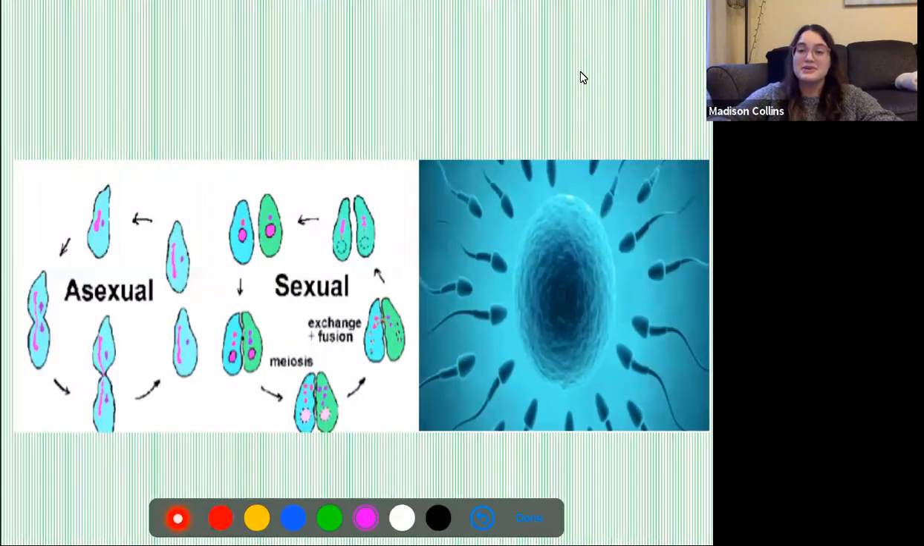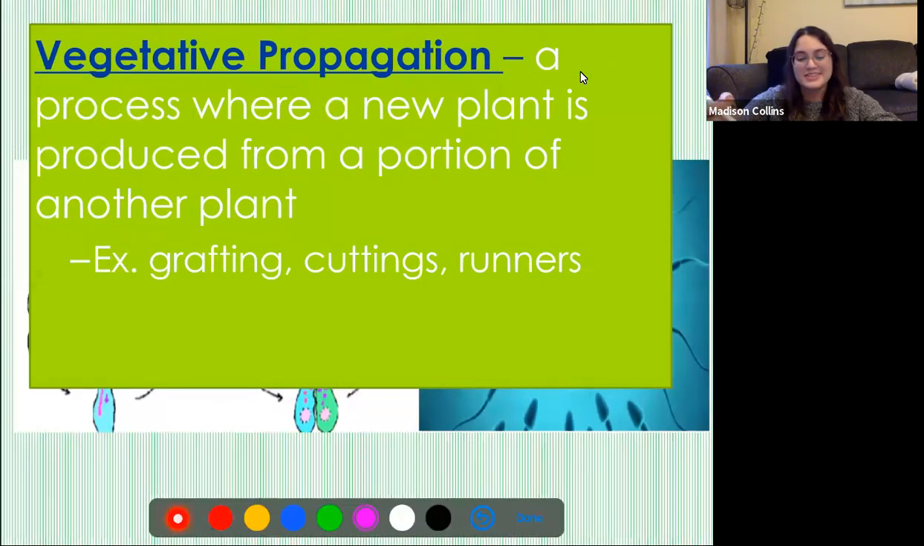On a more positive note, another type of asexual reproduction is something called vegetative propagation. So if you are into gardening, you might be pretty familiar with this concept. This is the process where a new plant is produced from a portion of another plant. And there are 3 examples of this. There's something called grafting, cutting, and runners. I'm going to show you pictures of what each of those look like.